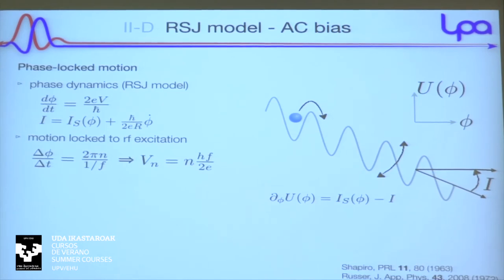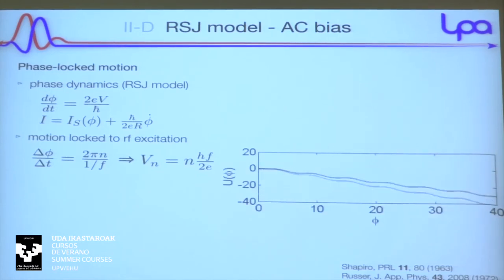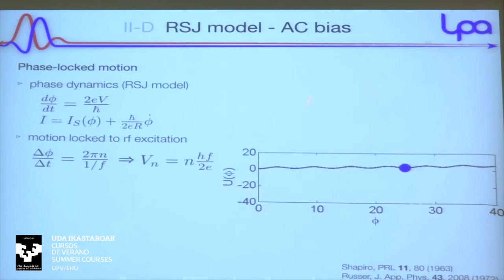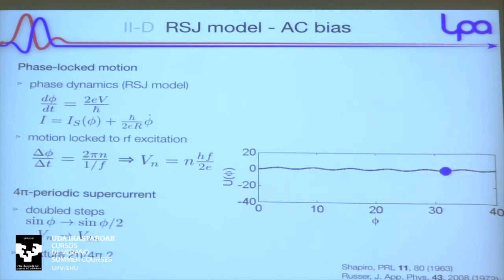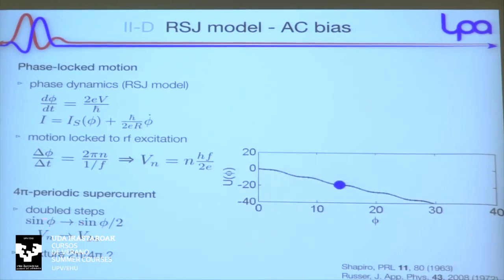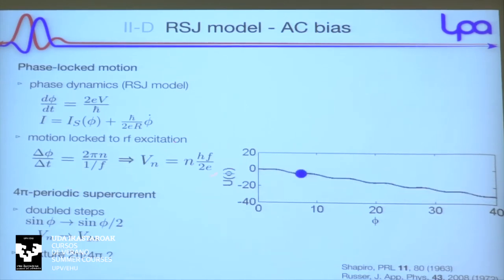And to show you what it looks like in practice, I have made a MATLAB simulation, and typically the motion of the particle would look like this. Now, this experiment has been pointed out by theorists as a good way to find this 4 pi periodicity also. Because now what you have in your system is not only a sine phi contribution, but a sine phi over 2. And if this sine phi over 2 contribution dominates, then this means that the increment of the phase will not be 2 pi, but 4 pi, which means that the Shapiro steps will have a doubled height. So basically, you will only see the even steps.